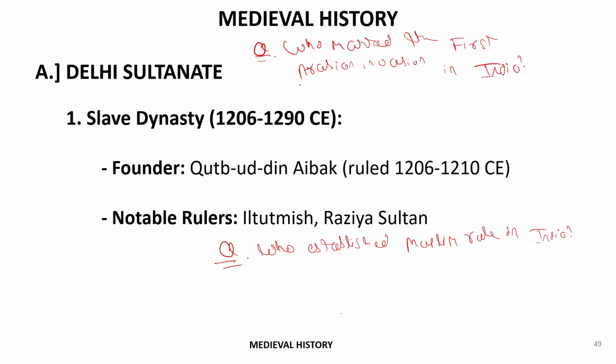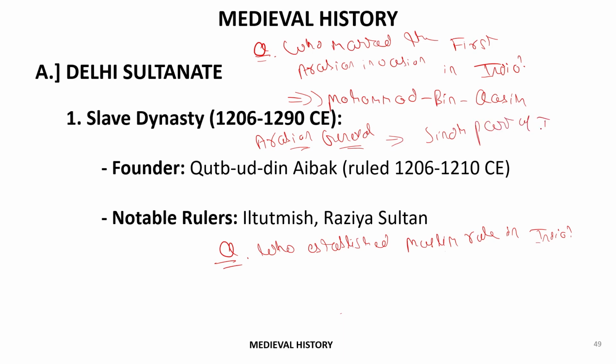The answer is Muhammad bin Qasim. He was an Arabian general who was sent to the Sindh part of India. So remember, Muhammad bin Qasim was the one who marked the first Arabian invasion in India. He was a general of the Arabian army who was sent to the Sindh province, or you can say the present-day Pakistan and Afghanistan area, and he captured that area. Now come to the second question, who established Muslim rule in India? The answer is Qutbuddin Aibak. He was the first person who established Muslim rule in India.